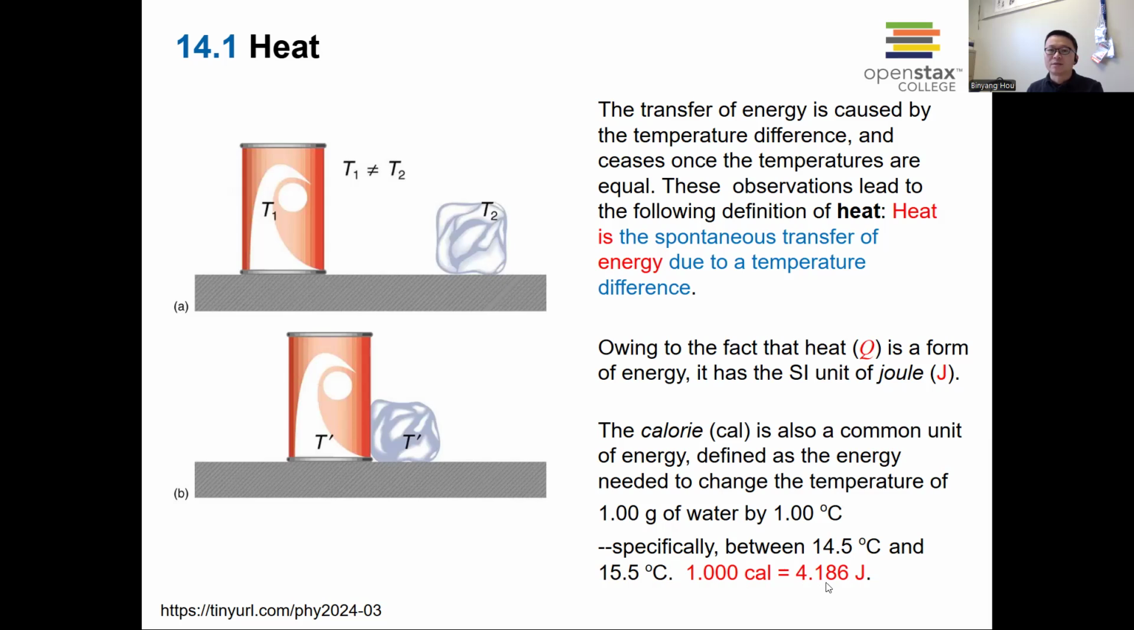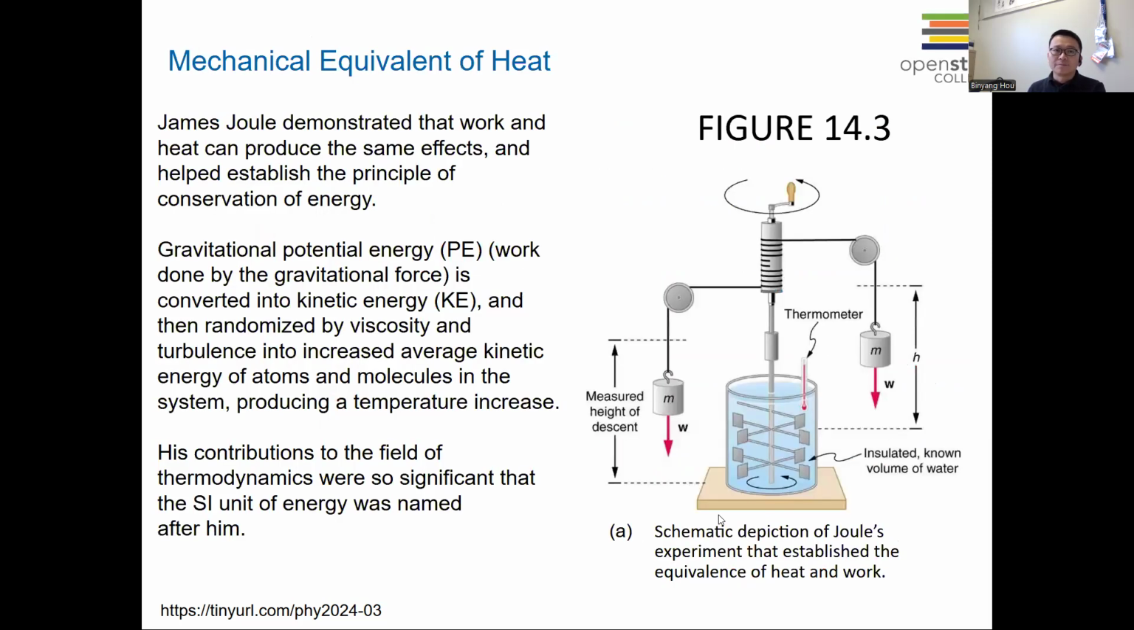Oh, actually, I'm sorry. 1 calorie is defined as the amount of energy that is needed to change the temperature of 1 gram of water by 1 degree, from 14.5 degrees to 15.5 degrees Celsius. All right.